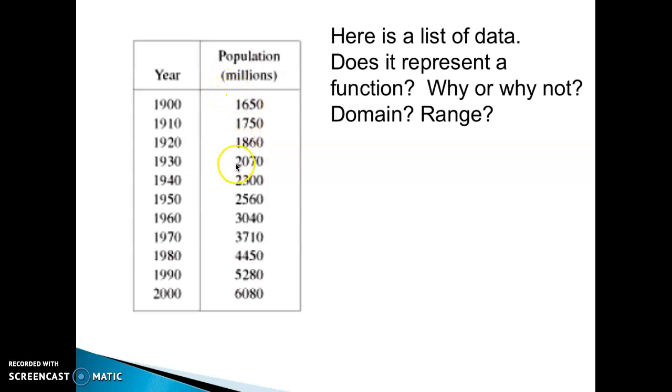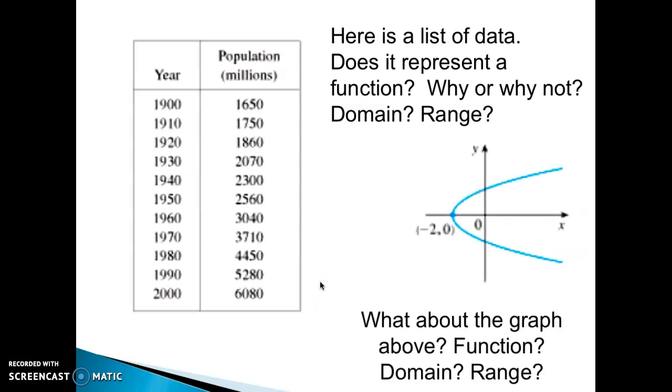Now, how do I know whether a set of data represents a function? Well, what I look for is, for every input, do I have a unique output? And I notice that I do. For each input, I have a single unique output. So in this case, I do have a function.